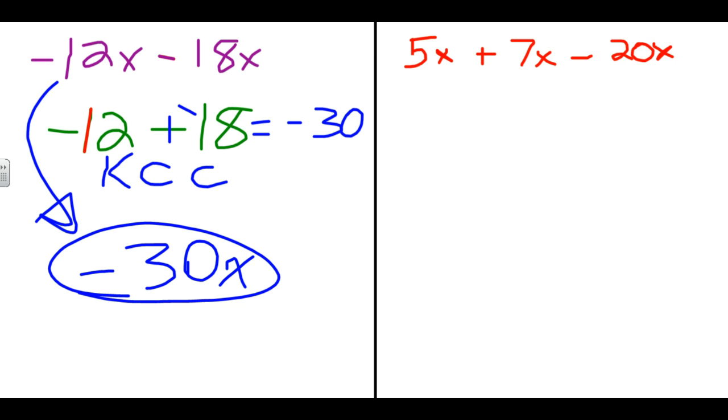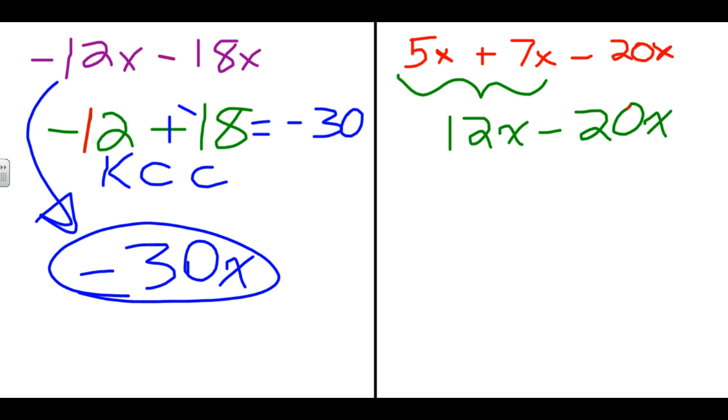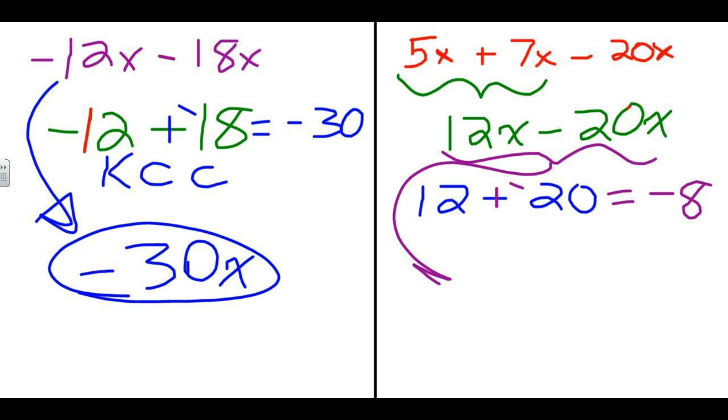And finally, for the example on the right, here we have 5x plus 7x is 12x. That 12x, when we take away 20, is going to lead us with the subtraction problem 12 minus 20. Now, 12 minus 20, we can use KCC again, or remembering that we add the opposite here. We have 12 plus negative 20, which gives us negative 8. And so 12x minus 20x leads us with negative 8x.